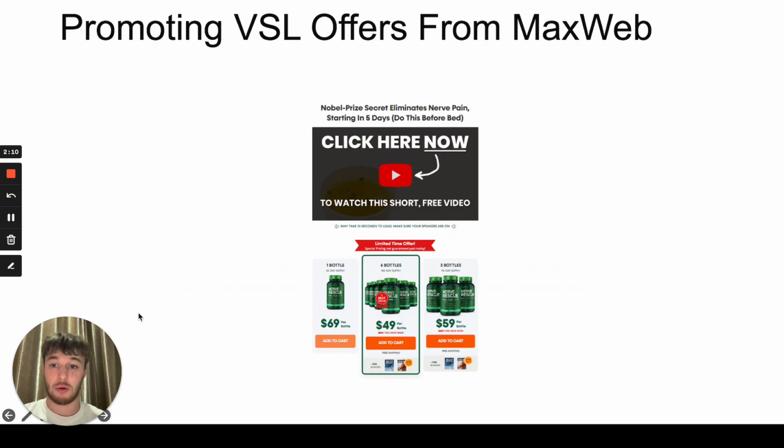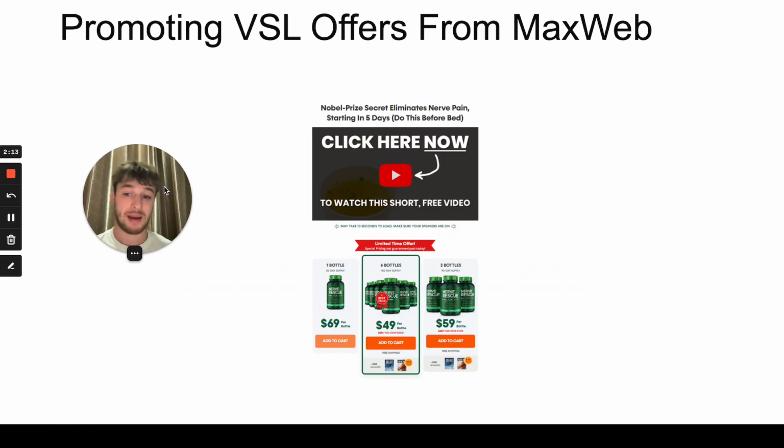In this case, I was promoting VSL offers from Maxweb. Why Maxweb? Because Maxweb also has really great CPA offers that you can promote. In this case, as you can see, I promoted a supplement offer. You see over here, you have 6 bottles, 3 bottles and 1 bottle, at $69 per bottle and $49 per bottle if the person purchases 6 bottles. I chose the diet niche, the health and wellness space, for this offer, running YouTube ads. So I'm going to show exactly how I promoted this offer.